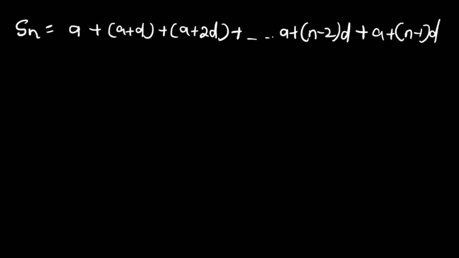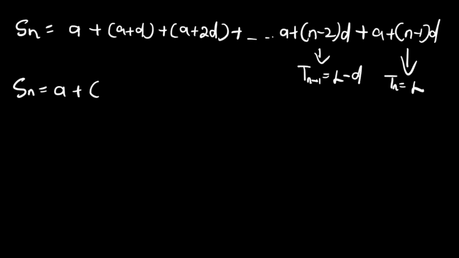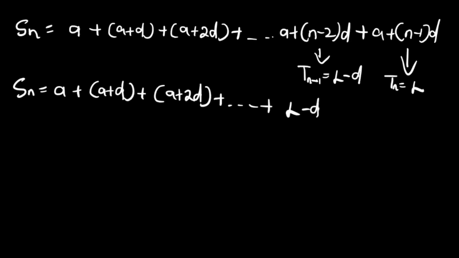Now we know that this second last term, it's t of n minus 1, which is equal to L minus d, and this one here, it's t of n, which is equal to L, the last term, right? So let's write it nicely. Sn is equal to a plus d plus a plus 2d plus L minus d plus L, right?